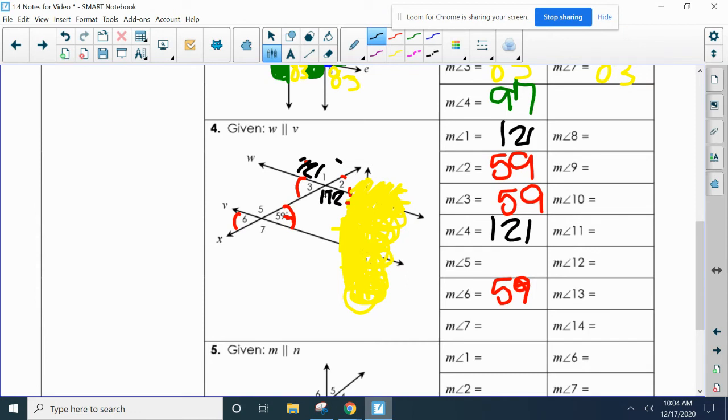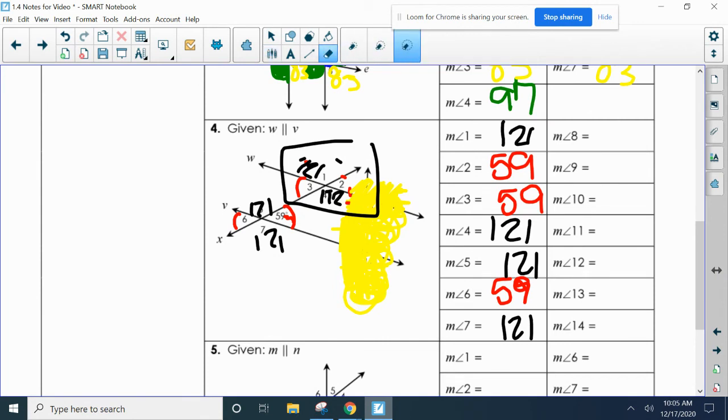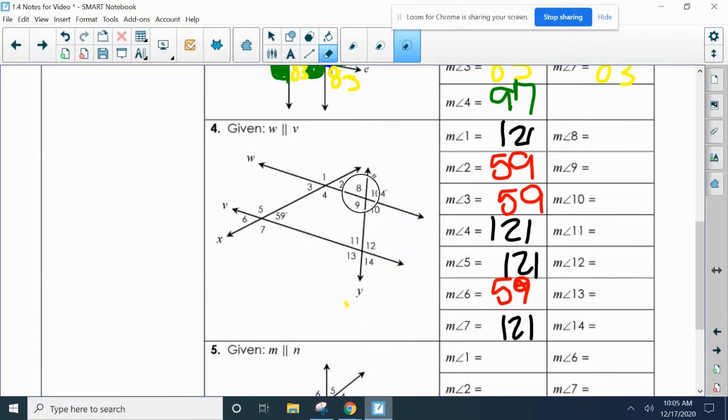I know that 1 is on the top left of this set. It's on top of the transversal, on the left side of the transversal, on top of its line, and 5 is on the top of its line and on the left of the transversal. So 5 is 121 because they're corresponding. I know 5 and 7 are vertical, so 121, 121. And you know what? We did that whole transversal.